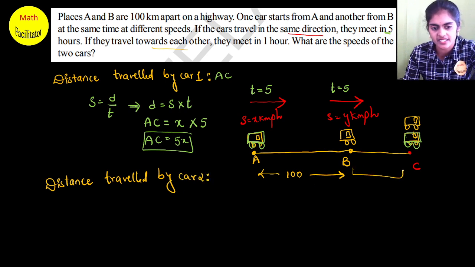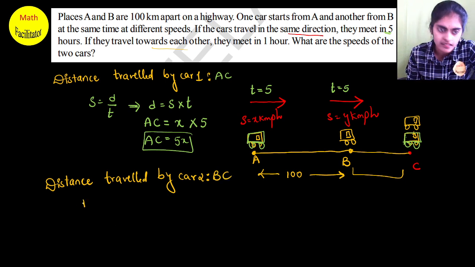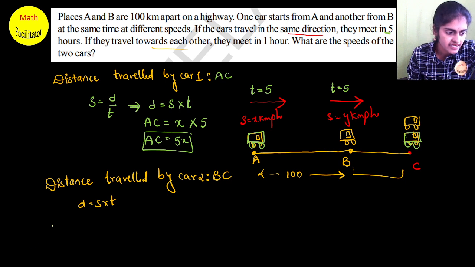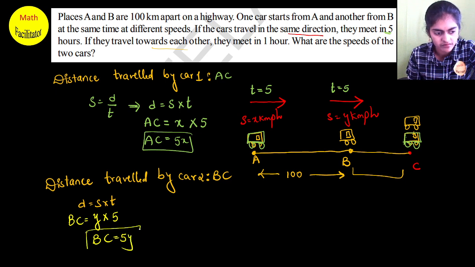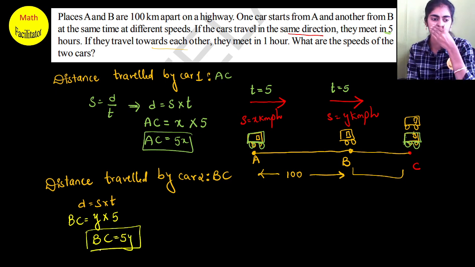Car 2 just travels this distance, only B to C. Again, you can write distance equal to speed into time. Here the speed of the second car you have taken as y kilometers per hour, and the second car also traveled for 5 hours. Distance traveled is BC. So I can write BC equal to 5y. Clear?